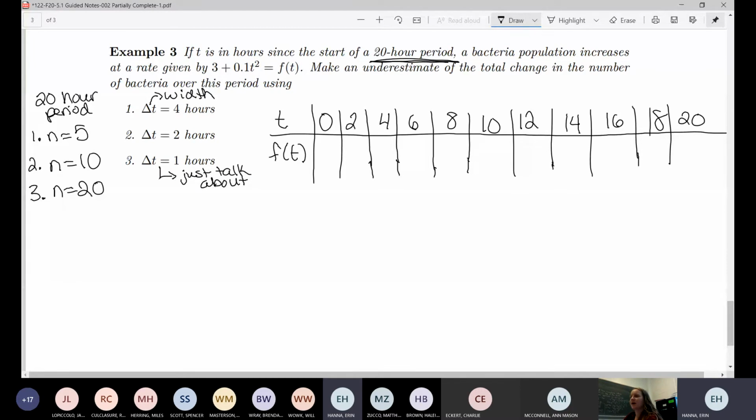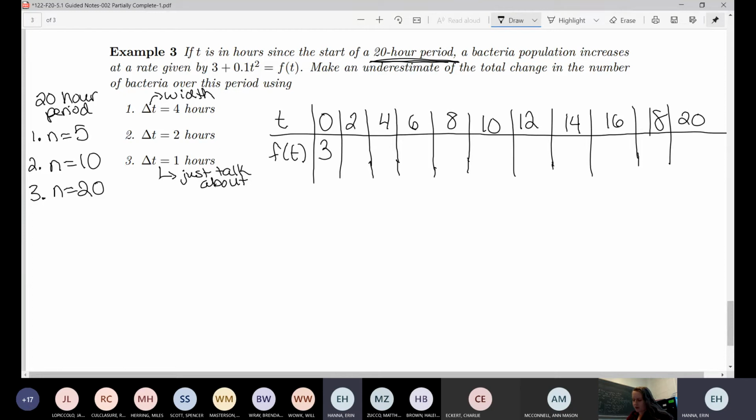Now, this would be a really great chance to use that table function on your calculator if you have the TI-84 or 83. Type in that function 3 plus 0.1 t squared and then use the table to find all of these instead of having to punch it in 10 times. For the sake of time, I'm going to trust that we could find all of these values, and I'm just going to tell us what they are.